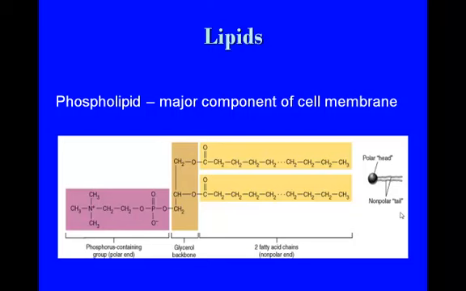All right, let's look at this. This is an illustration of a phospholipid, which is a major component of the cell membrane. If you look at the picture on the bottom, you can see all the carbons and hydrogens and oxygens. And then to the right of that picture, that is what the phospholipid looks like. Okay, you have the polar head, the nonpolar tail.